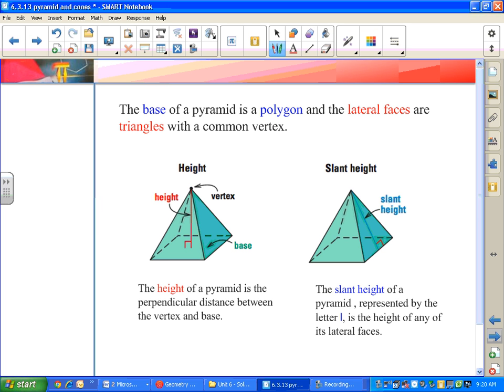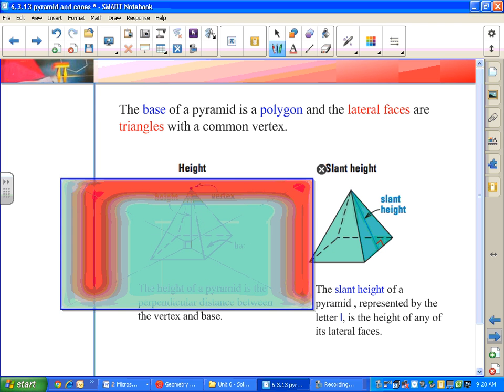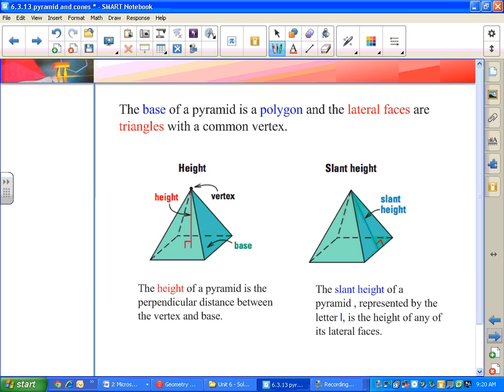When we look at a pyramid, there's a couple of other things that we need to know. First is the height. So the height of a pyramid is the perpendicular distance between the vertex and the base. So that means I'm drawing in this perpendicular line, and it must be perpendicular to the base. So it has to form a 90-degree angle. Basically, it's just saying the height has to be straight up and down.